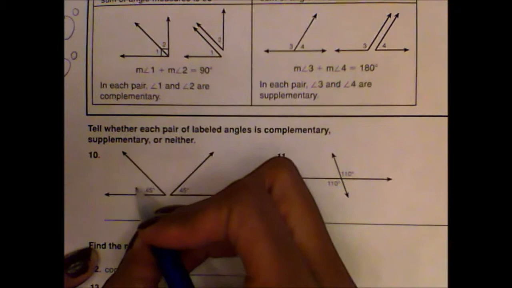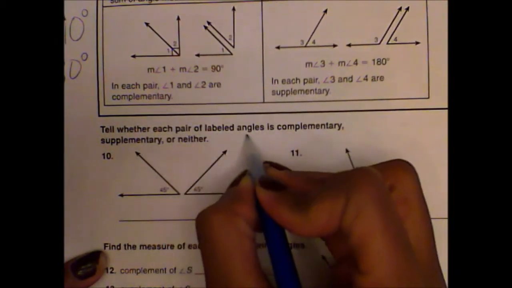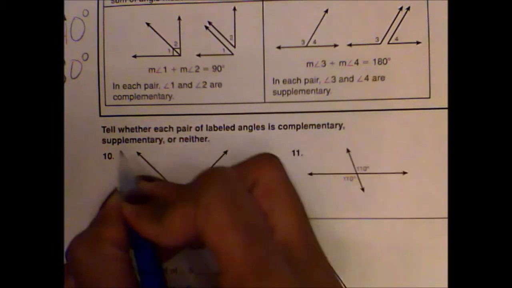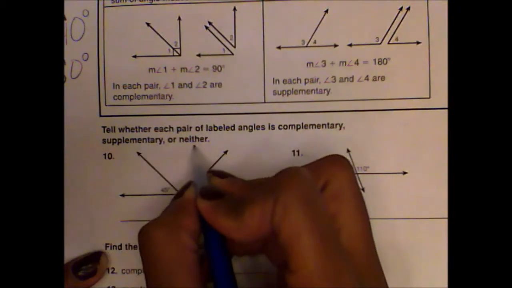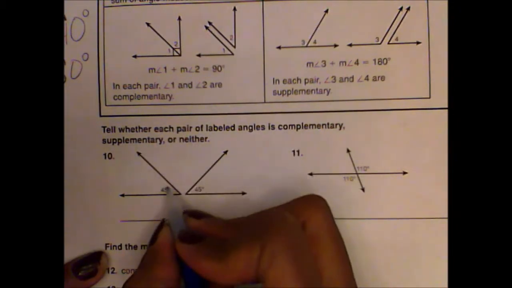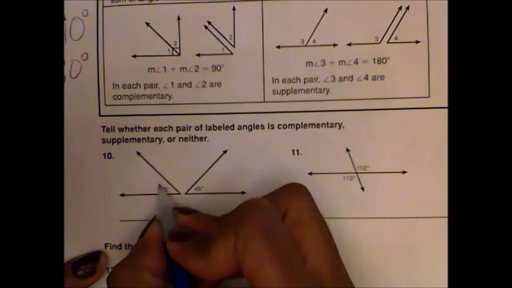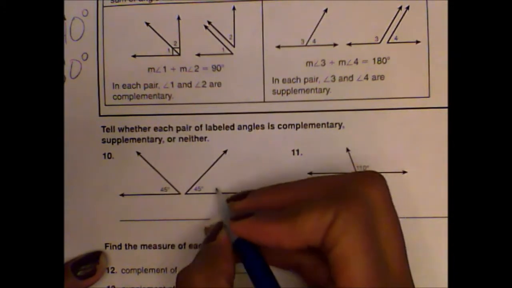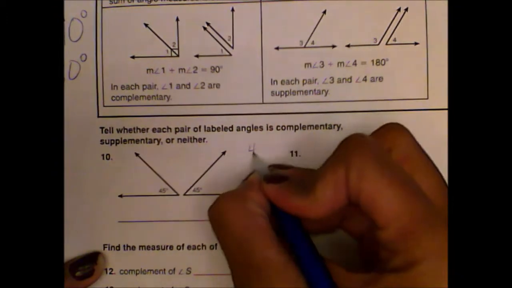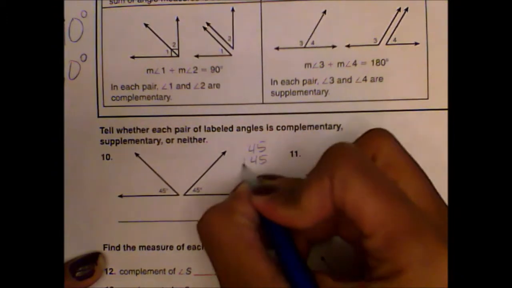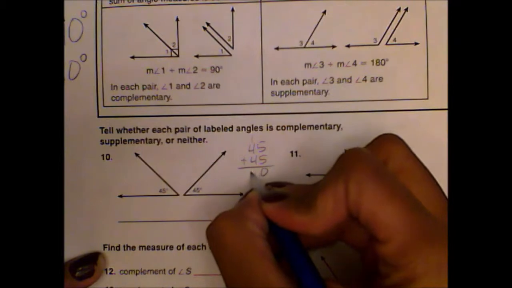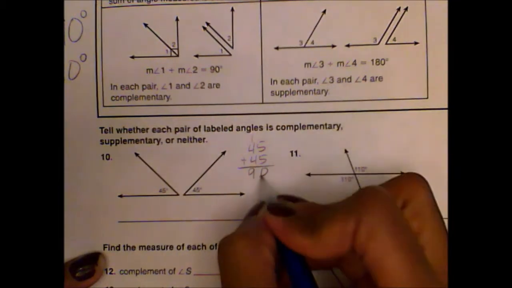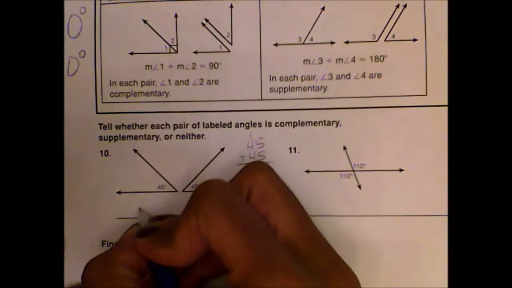Number 10. Tell whether each pair of labeled angles is complementary, supplementary, or neither. So on number 10 we have two angles. One measures 45 degrees and the other measures 45 degrees. So if I were to add them together, 45 plus 45 would give me 90. So this one falls under complementary.